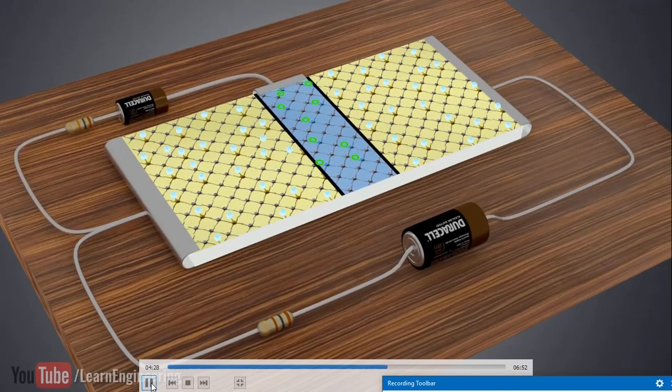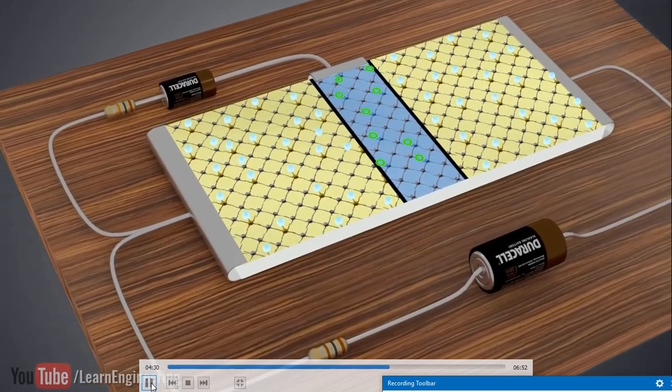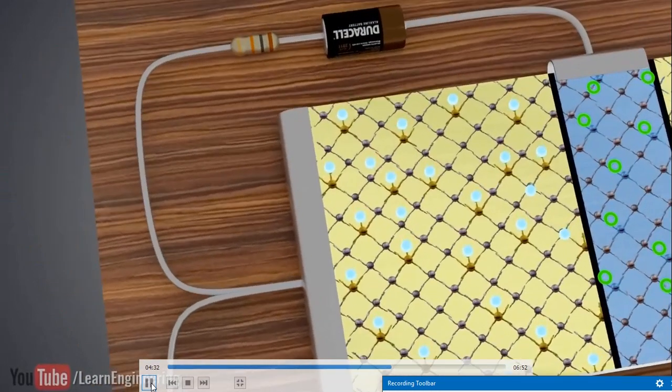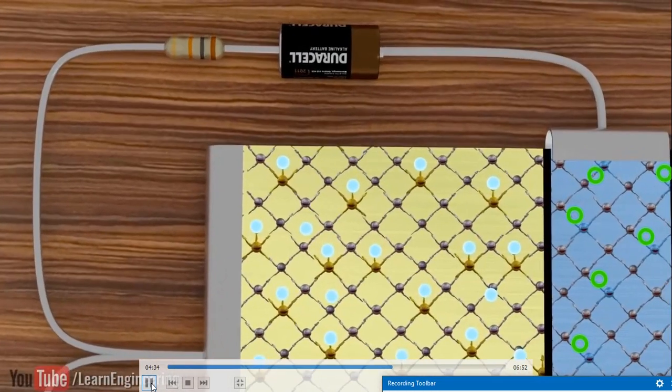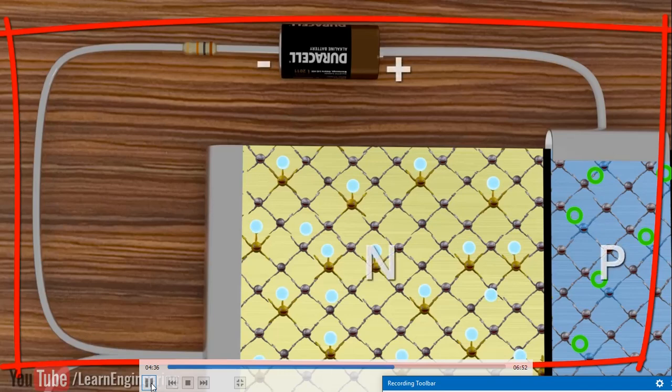So now here we have four different kinds of cases. Emitter-base and collector-base can both be forward, both can be reverse, one can be forward and the other reverse, or vice versa.